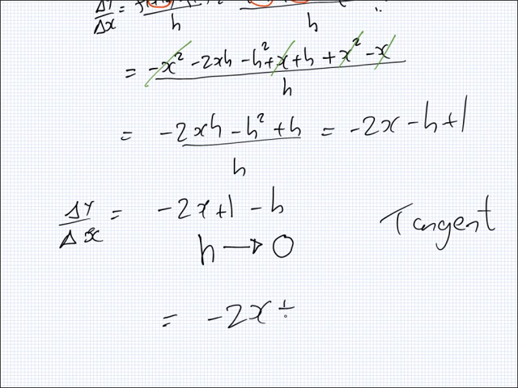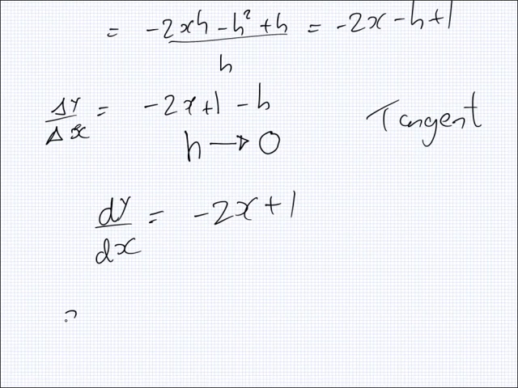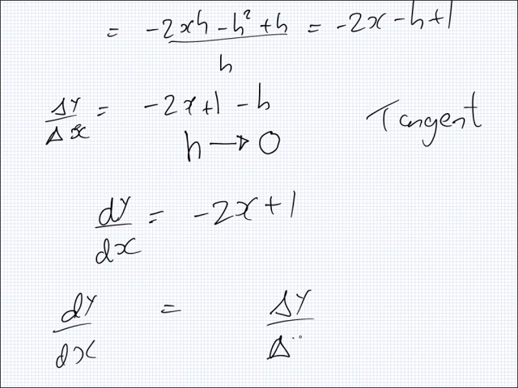Minus 2x plus 1. And now this is no longer the slope of the chord, but it's precisely the slope of the tangent. And we don't use delta y, delta x to represent this. Instead, we use dy dx. Okay. Yes? So dy dx is the slope of the tangent. So dy dx is delta y over delta x, except at the very end you consider the limit as h goes to 0.